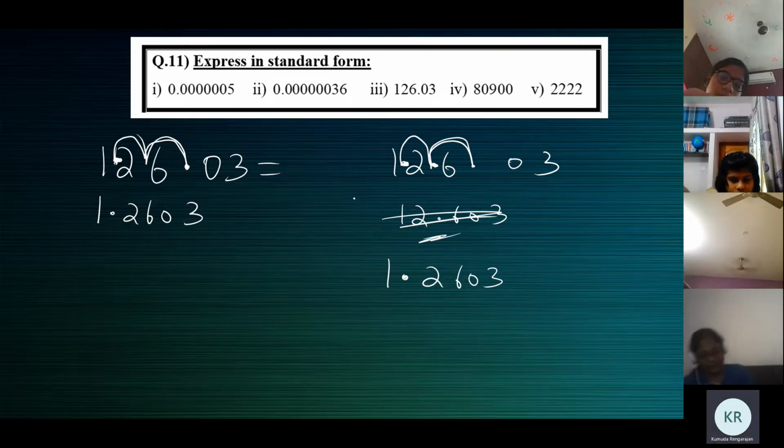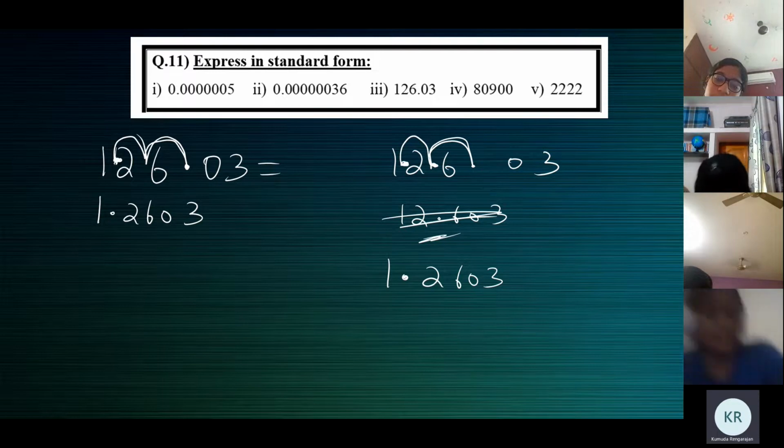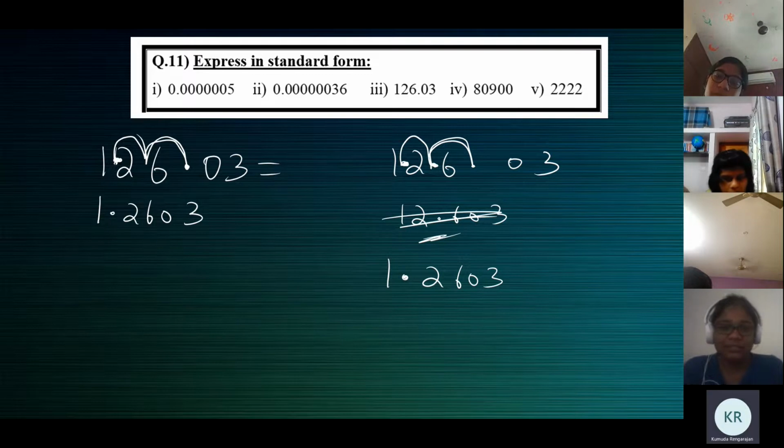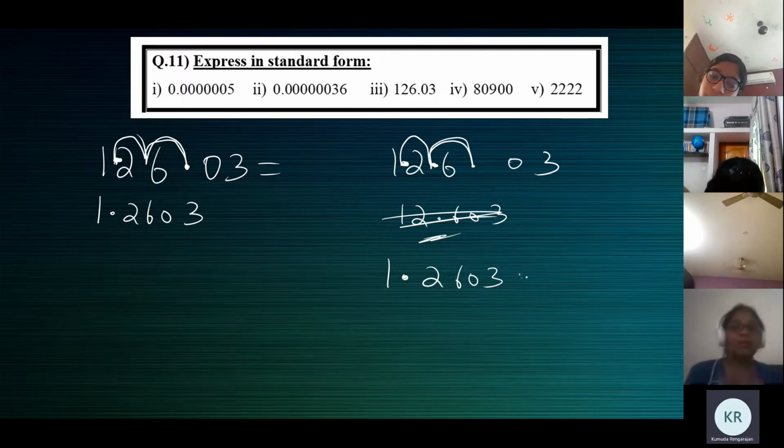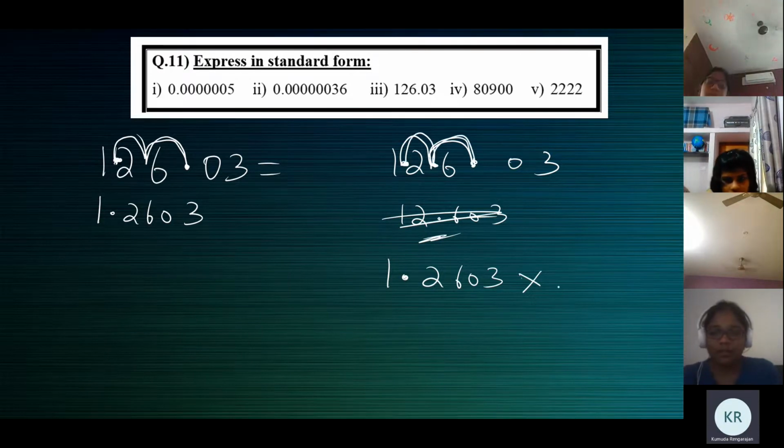So now the given number is 126.03 and you have reduced its value. You have made it 1.2603. It was 126, and it's become 1 now. You have reduced its value. So raise 10 to a positive power. By how many places did we shift the decimal point? 2 places. It was here, 1, 2. We shifted the decimal point by 2 places. So 10 raised to a positive 2.